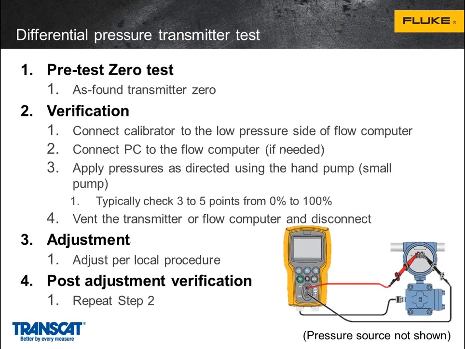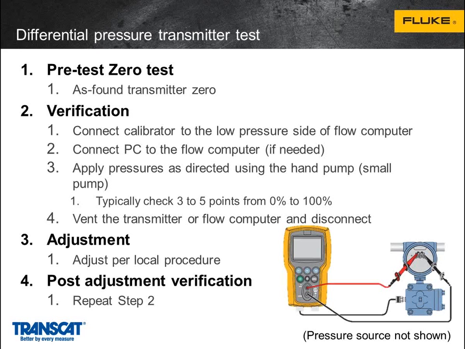So let's move into the actual test itself. The differential pressure test tends to come first. You're going to do, again, an as-found transmitter zero. You'll connect the unit to the low pressure side, so your calibrator will go to the low pressure side of the flow computer. You've got an example here of one particular setup. That particular diagram doesn't show a pressure source, but there would be a pressure source between the low port on the electronic pressure calibrator and the transmitter.